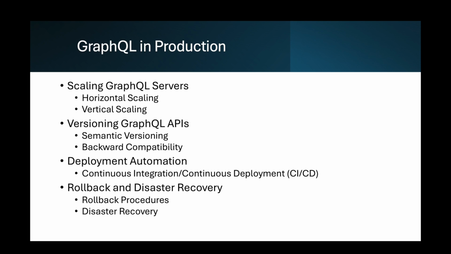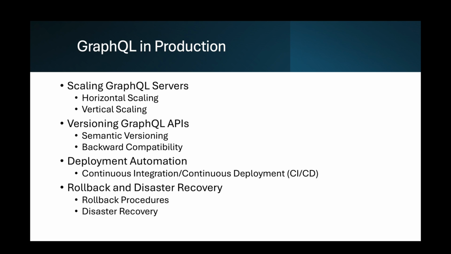Next is rollback and disaster recovery. Sometimes accidents happen, and for that, if you want to implement this, first is the rollback procedures, where you establish a rollback procedure to quickly revert to a previous version of your GraphQL API in case of deployment failures or issues with a new release.